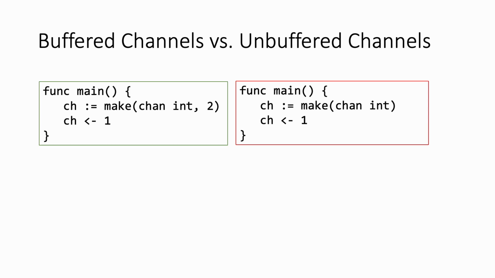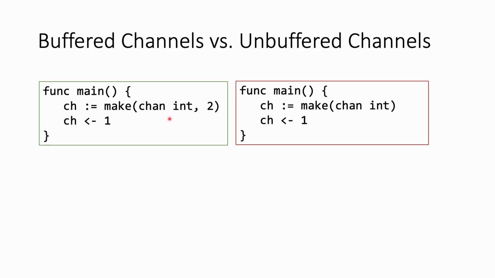Here is another example which demonstrates a difference between buffered channels and unbuffered channels. In this example, we have two simple programs in which we create a channel CH and then send number 1 to CH. The only difference is that in one program, CH is a buffered channel with capacity 2, and in the other program, CH is an unbuffered channel.